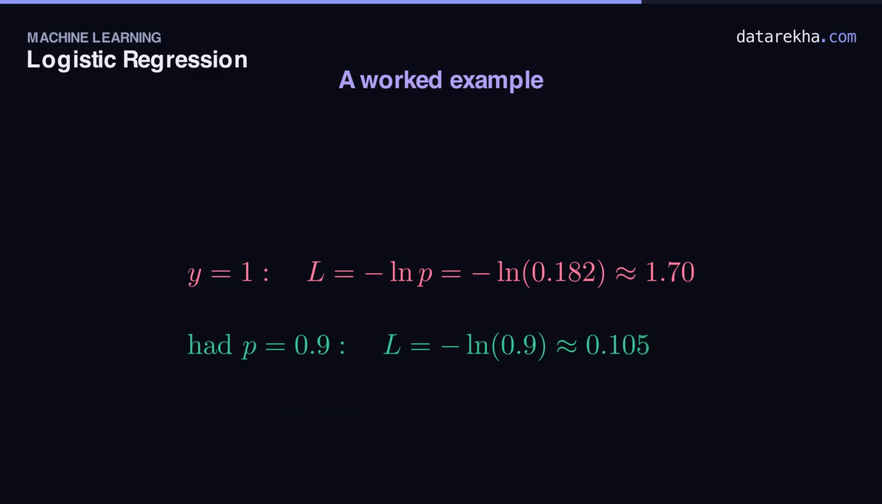Feel what the loss does with that. The true label is 1. So the loss is minus log of 0.182, about 1.7. A hefty penalty for being wrong and fairly sure of it. Had the model instead said 0.9, close to the truth, the loss would be minus log of 0.9, only about 0.1. That gap is log loss doing its job.